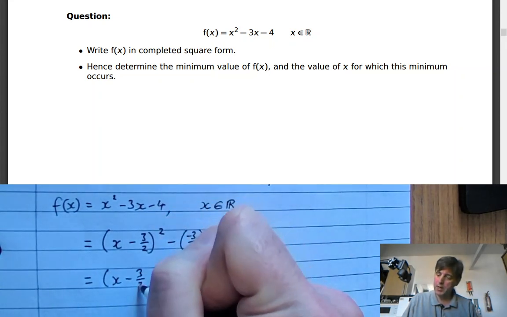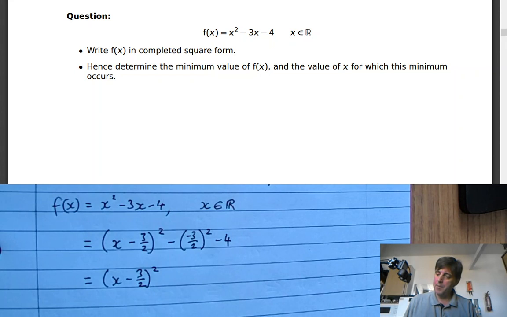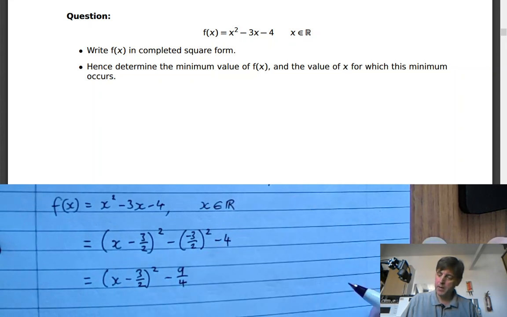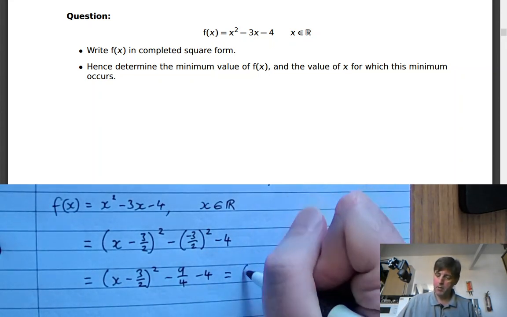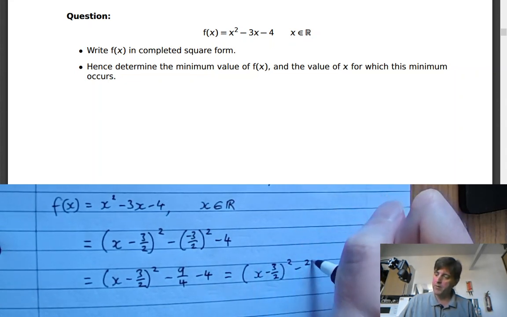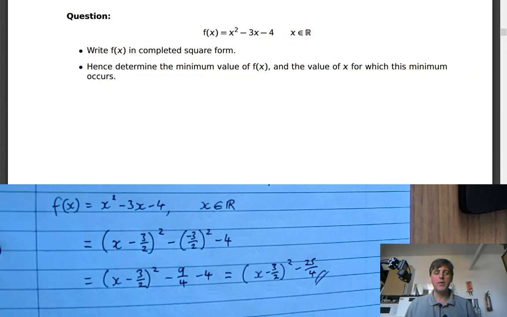So we end up here with x minus 3 over 2 all squared. And then the negative 3 over 2 being squared becomes 9 over 4. Then just collecting these terms together, we end up here with x minus 3 over 2 all squared minus 25 over 4. So there we go. We've written it in our completed square form.